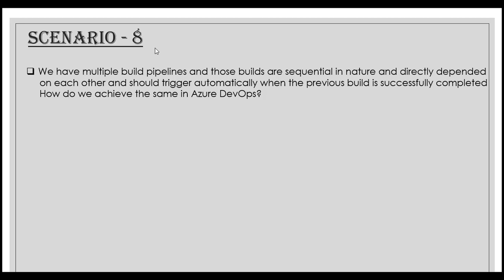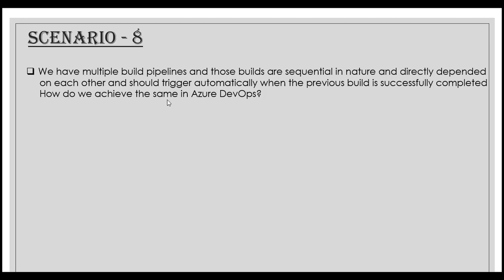Scenario 8. The question is, we have multiple build pipelines, and those builds are sequential in nature and directly dependent on each other. Let's understand this question. We have multiple builds, where one build is dependent on another build. Once the ABC build is completed, only then should the XYZ build run. That is what the question is. So how do we achieve the same in Azure DevOps?